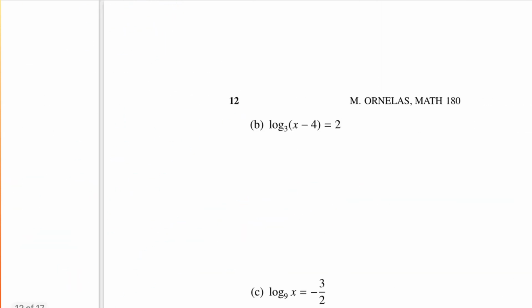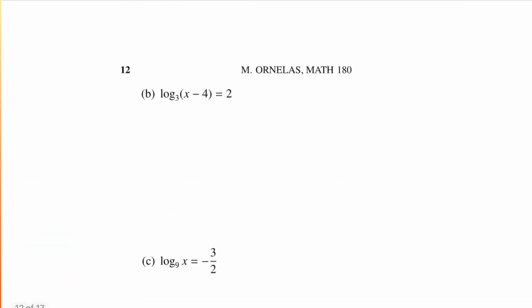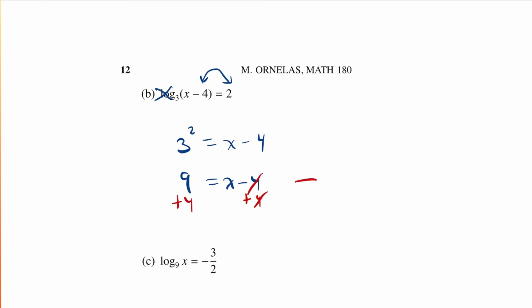For this one, notice that you don't have a log on the right side. You only have a log on the left side. So you can't use the one-to-one property. But what you can use is a definition. You can rewrite this as an exponential equation: base 3 to the exponent of 2 is equal to x minus 4. 3 squared is 9. Add 4, and you get your final answer. x is equal to 13.